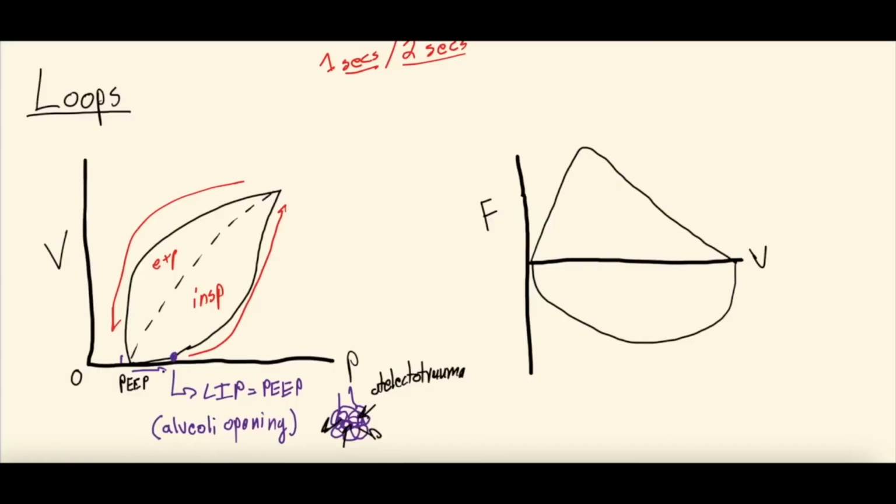We don't want atelectatrauma. But this lower inflection point is when the pressure has to ramp up before the volume starts to change. And again, in a perfect world, it would be equivalent to your PEEP, because that is where the alveoli are perfectly distended, not over distended, not under distended. The lower inflection point is the pressure where the PEEP is just right for those alveoli to stay open. Then there's an upper inflection point.